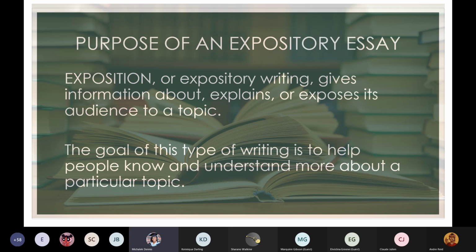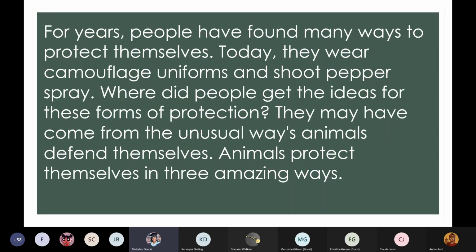Basically, it's to pull apart. We're taking it apart, separating certain things, and by doing this, you have a better understanding of how a well-written expository piece should look. So let's get started. Read along with me.